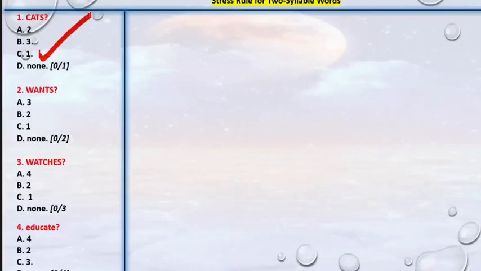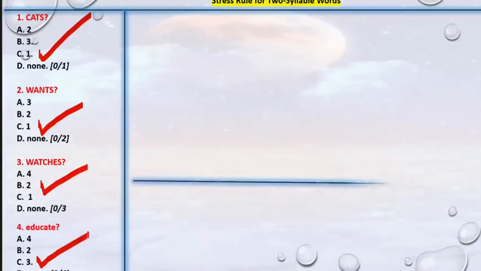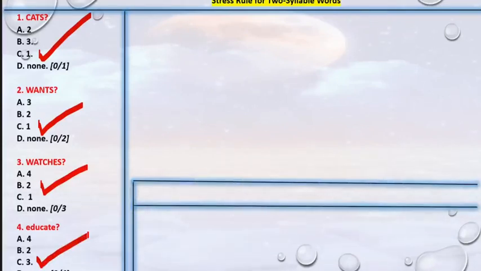Number 2, want. It is a monosyllabic word, so option C should be the answer. Watches. The addition of the plural marker es makes it a 2-syllable word, so option B should be the correct answer. And then number 4, educate. You have a 3-syllable word there, so option C should be correct.